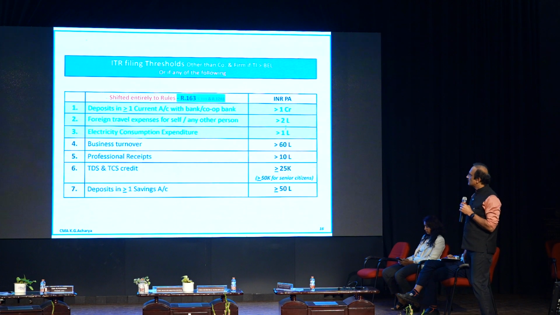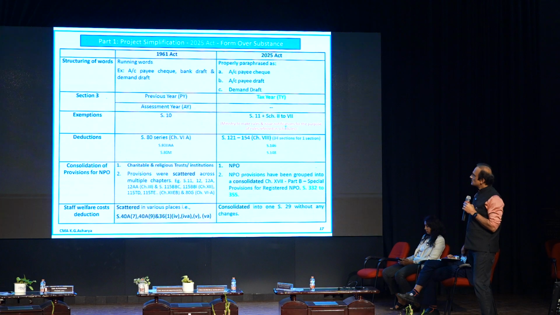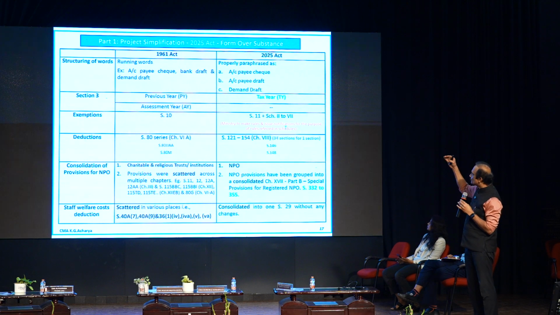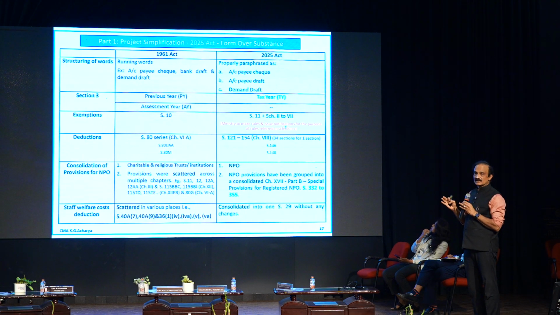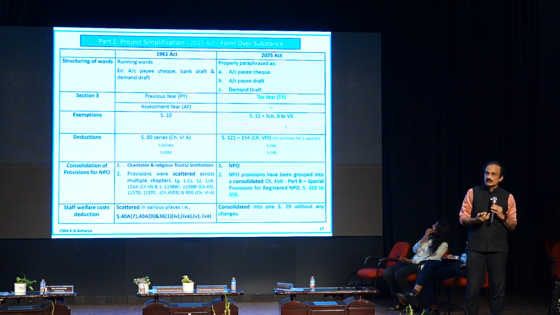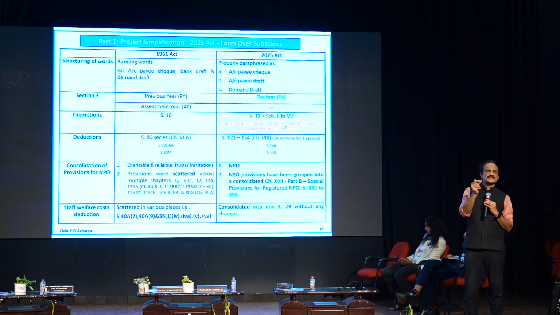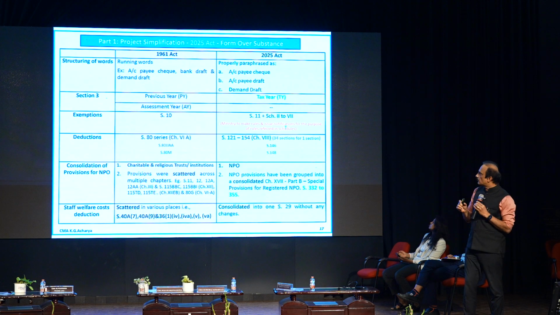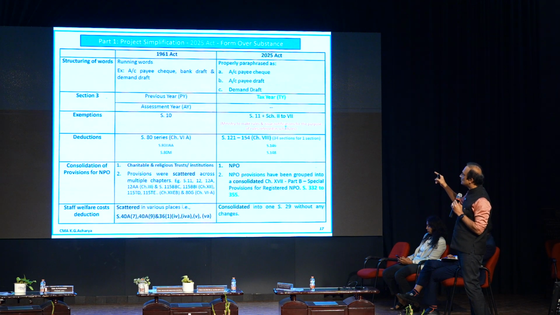Footnotes, of course, have got reduced. So project simplification, running words have been made into properly structured words. Previous year, assessment year into tax year. Exemptions under section 10 is now section 11, read with schedules 2 to 7. Deductions under section 80, you remember so many deductions were there. Hardly are we going through section 80, because once you come to the new regime, no deductions are available. So old regime, only 15% of the people, individuals, are still under the old regime. For them, they have to refer to sections 121 to 154. One section has become many sections, 34 sections for one section.